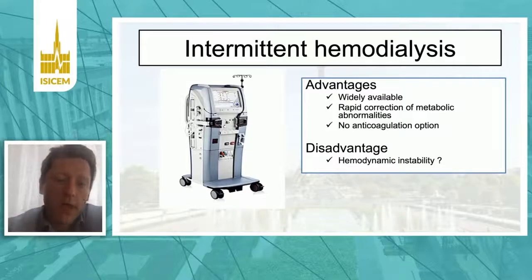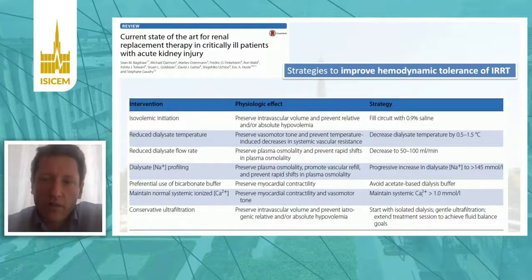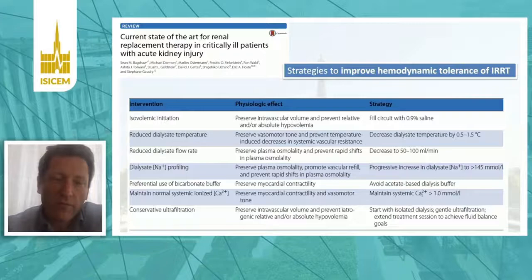However, it might be associated with hemodynamic instability, but you could have some strategy to improve this kind of issues. What are these strategies to improve hemodynamic tolerance of intermittent renal replacement therapy? You have different interventions: the isovolemic initiation, the reduction in dialysate temperature, the reduction in dialysate flow rate, for example, and something very important is the conservative approach with ultrafiltration.